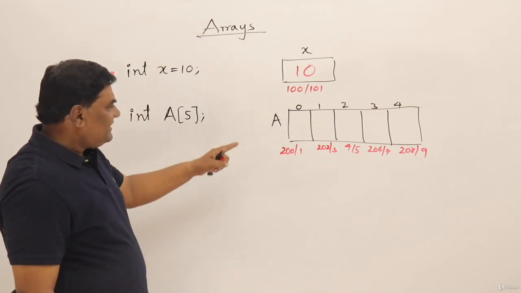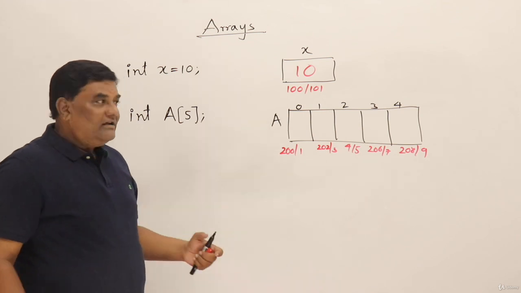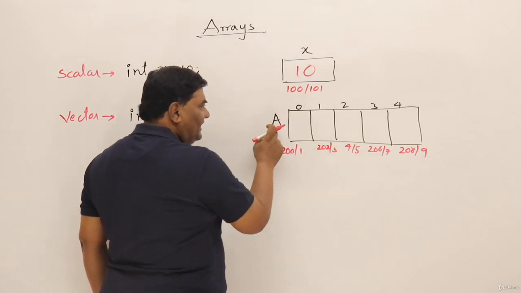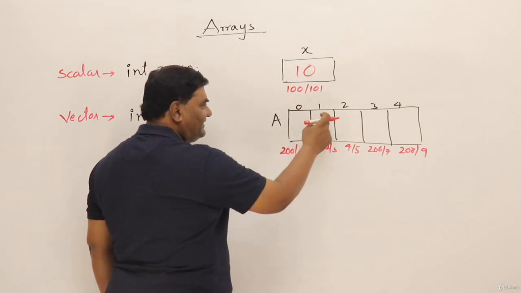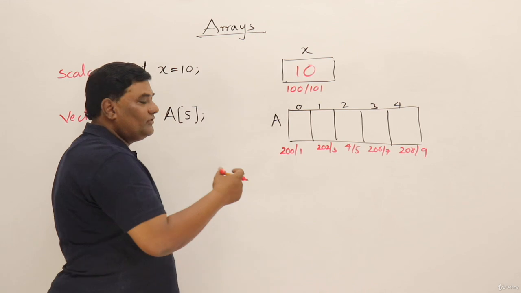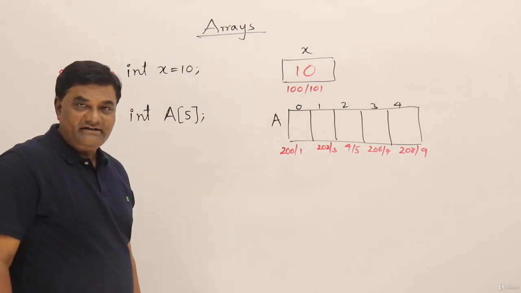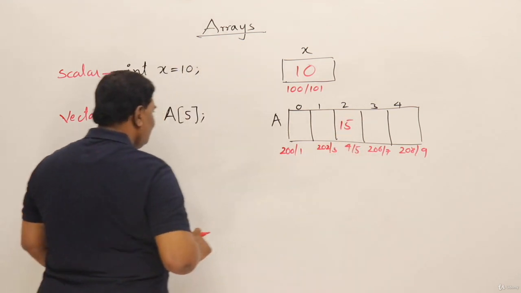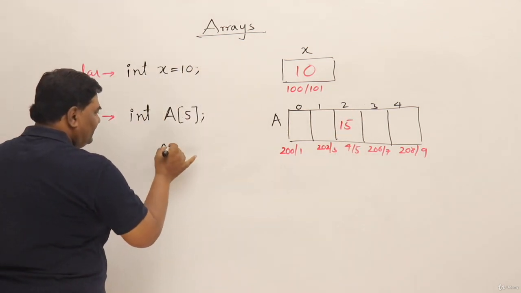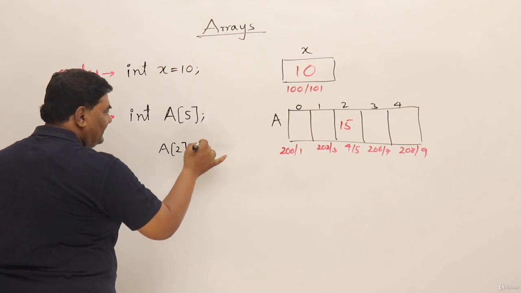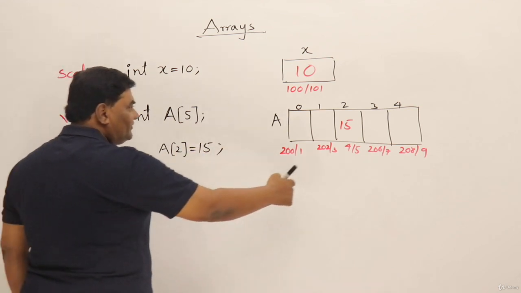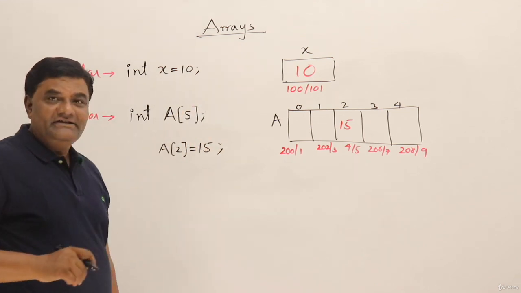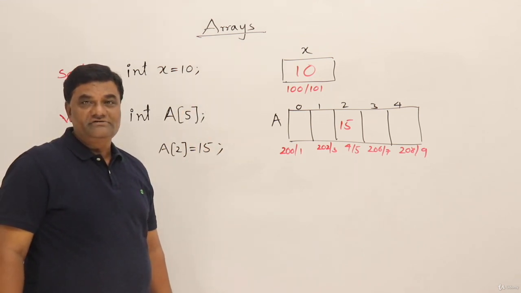Now all those 5 integers have the same name, that is A. Then how to differentiate those 5 integers? We can differentiate them with their indices. A of 0 means this is the first integer, then second, third, fourth and fifth. So I can access them or differentiate them with the help of the index. Suppose I want to store a value 15 here. Then I can say A of 2, that is index 2, assign value 15. So this will store the value 15 here. So using the name and the index, we can access any of those integers, any of those elements.